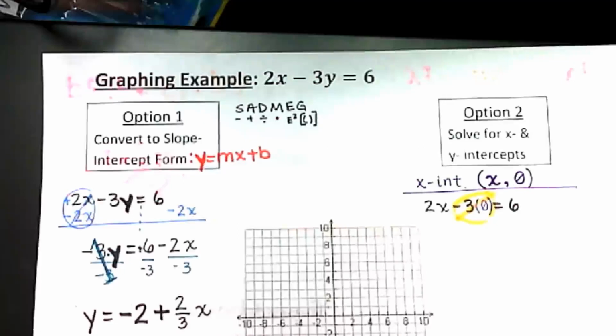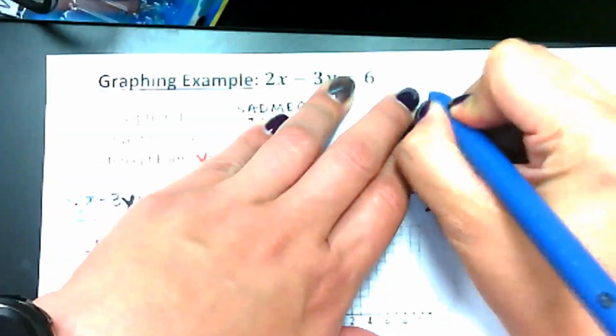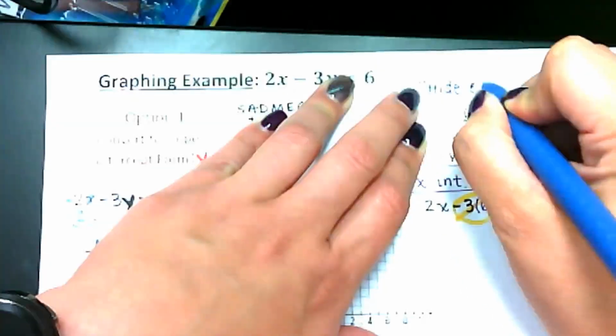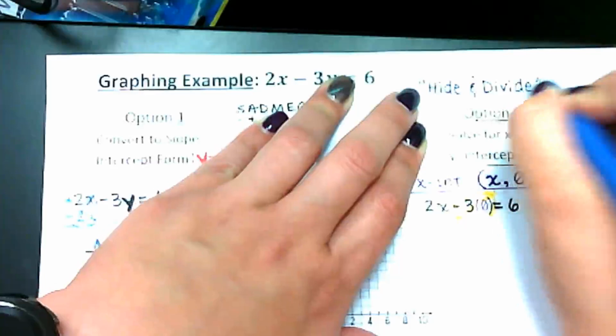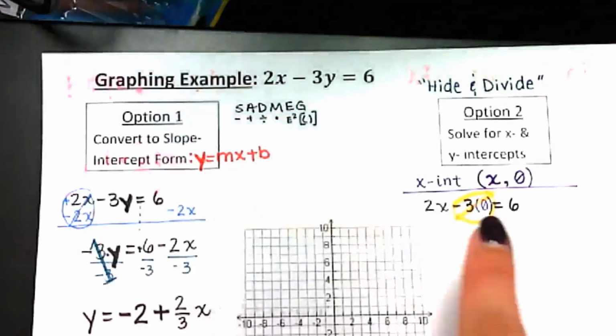There was a teacher at my other school that would say, we could simply, let me write this down somewhere. Choose a different color. We can simply hide and divide. Oh man, and that makes it so simple if I follow this rule.